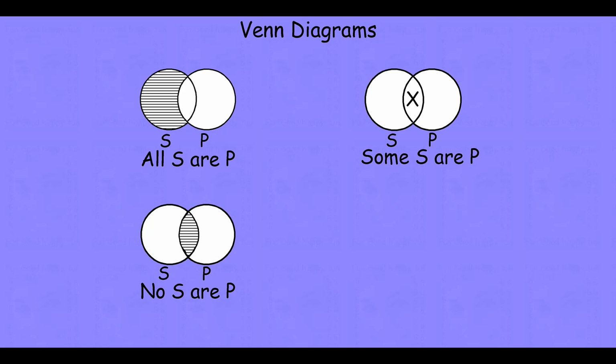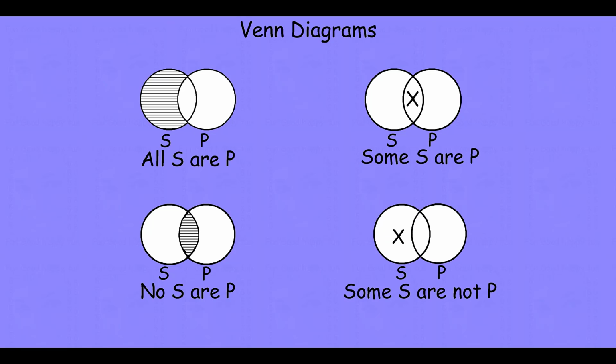What about our particular statements? There's at least one thing. It's a member of the subject class and a member of the predicate class. So we'll take an X here. That'll be our one thing. Stand in for our one thing. And we'll say there's at least one thing. Call it X. It's in the subject class and it's in the predicate class. And that's all I need at minimum for that statement, some S are P, to be true.